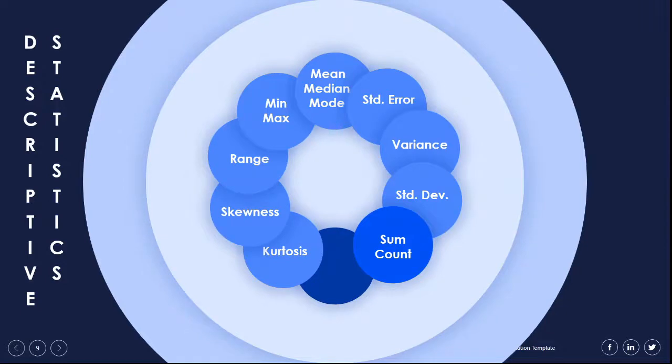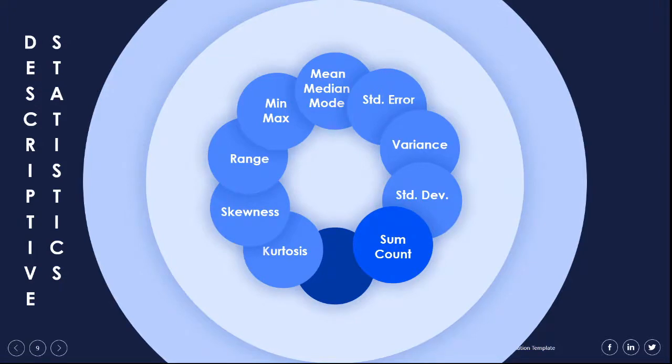We have mean, median, mode, standard error, variance, standard deviation, sum, and count. We also have min, max, range, skewness, kurtosis. The central tendencies that we're talking about here are the mean, median, and mode. Standard error indicates how close the sample mean is to the true population mean. The sample variance measures the dispersion of the data from the mean. It is the simple mean of the squared distance from the mean.